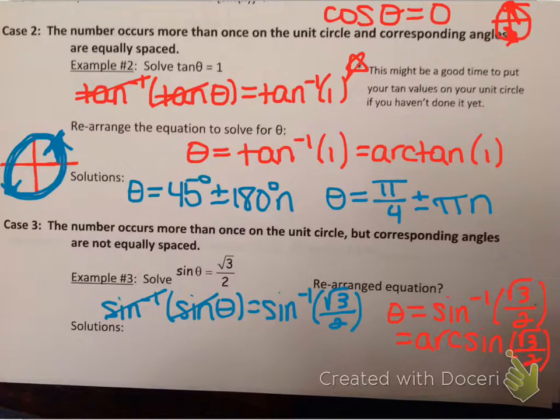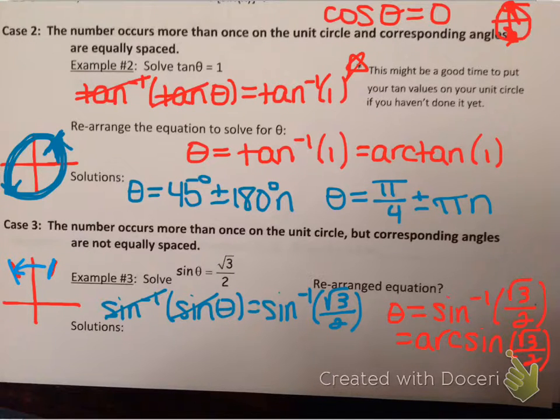So once again, if we think back to our unit circle, the first place that happens is up here at 60, and the second place that happens is over here at 120. Okay, but there's a problem with that. If I start at 60, start here, how far do I need to swing around to get to the second answer?